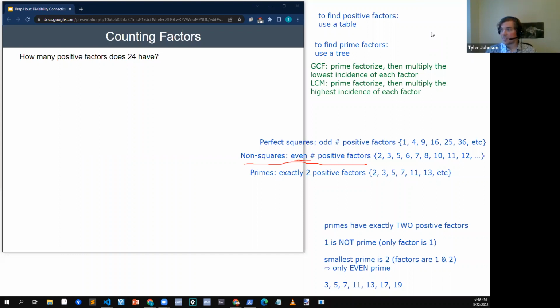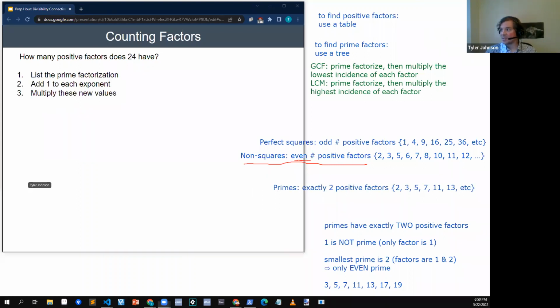First thing I want to do, list the prime factorization. Surprise, surprise. 24, it's 2 cubed times 3, 8 times 3. So the exponents here, we've got an exponent of 3 on the 2. I've got an exponent of 1 on the 3.